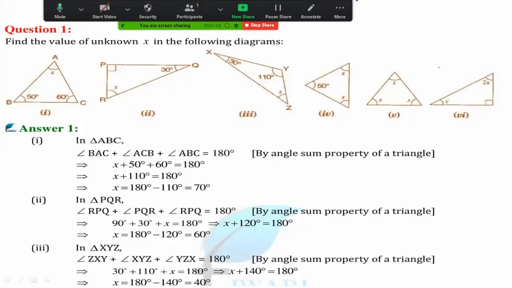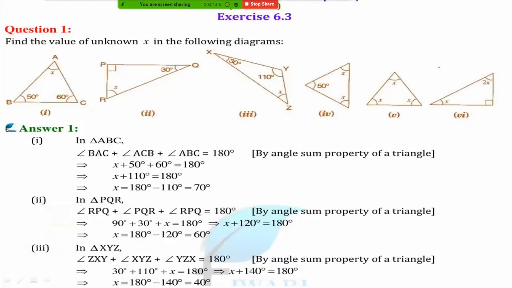So our next exercise is exercise 6.3. Our question number 1 is: find the value of the unknown x in each of the following diagrams. There is a property that the sum of all the angles of a triangle is equal to 180 degrees.